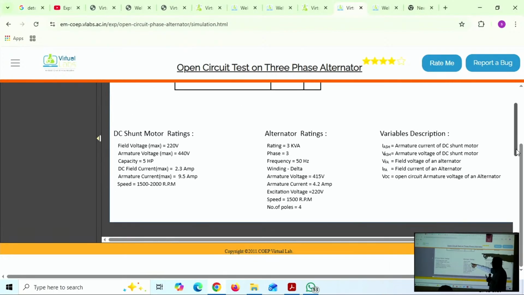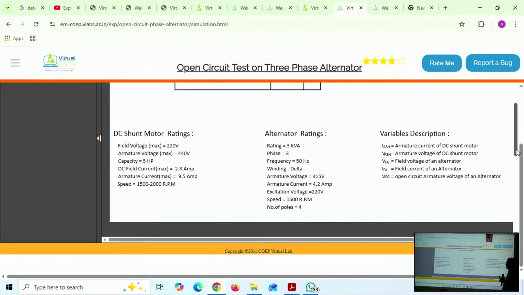Wait. DC shunt motor, which is the prime mover. It is a 220 volt DC motor. Armature voltage max 440, 5 HP. Field current 2.3 amp. This should be taken care of. And armature current 9.5. Its speed is 1500 to 2000.